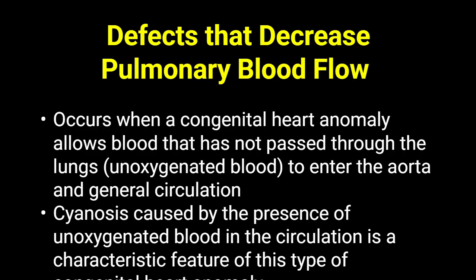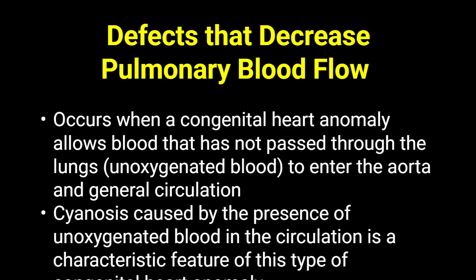These defects occur when a congenital heart anomaly allows unoxygenated blood to enter the aorta and general circulation. Cyanosis caused by unoxygenated blood in the systemic circulation is the characteristic feature. These are cyanotic defects. Tetralogy of Fallot is the classic example. The child has blue spells or hypoxic episodes because not enough blood is getting to the lungs to be oxygenated.